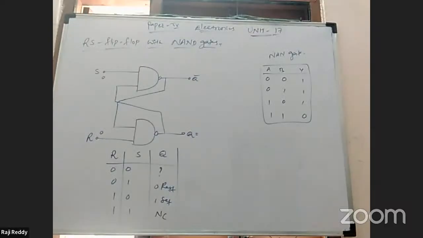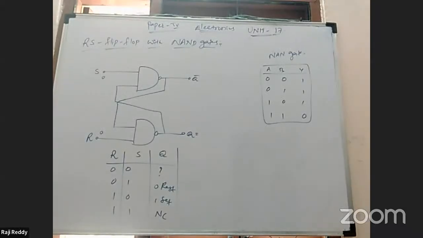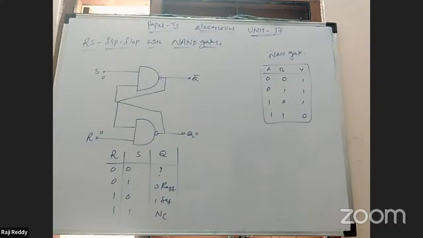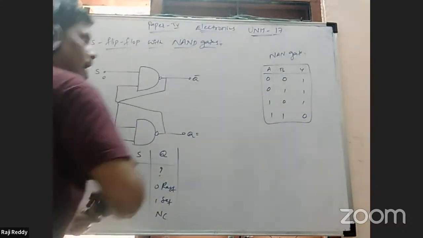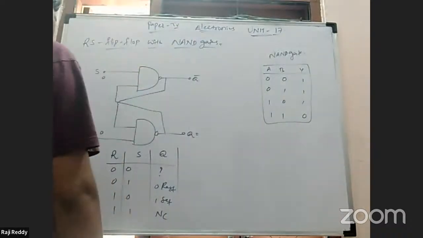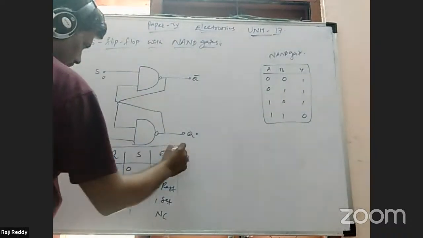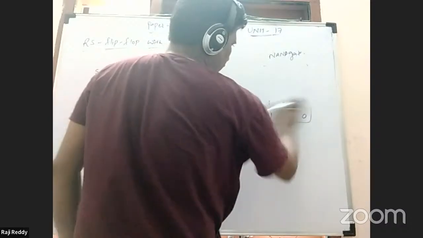Sir, yes, tell me. Sorry, repeat again. Sir, tell me. You wrote one table before there, sir. NAND gate. Yeah, that is a NAND gate table. Now you are explaining about NAND gate RS flip-flop. Both are different. That is a NAND gate truth table. This is an RS flip-flop truth table. Okay, with NAND gate, RS flip-flop. This is for rough understanding purpose only. Okay, sir. Thank you.